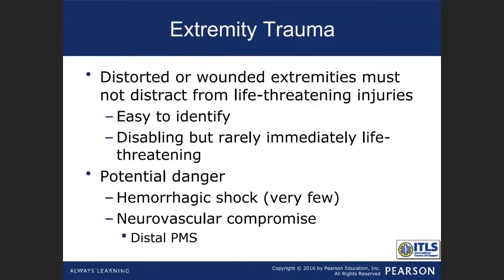Distorted or wounded extremities must not distract from life-threatening injuries. So these injuries can be very distracting. Rarely they are life-threatening, but there are always exceptions. So they are easy to identify, disabling, but rarely immediately life-threatening. But there are exceptions. And if there is an exception, it means that whatever the injury is, it is putting the patient at risk for shock, or the limb is compromised. There is neurovascular compromise, so the patient is at risk of losing function of the limb.